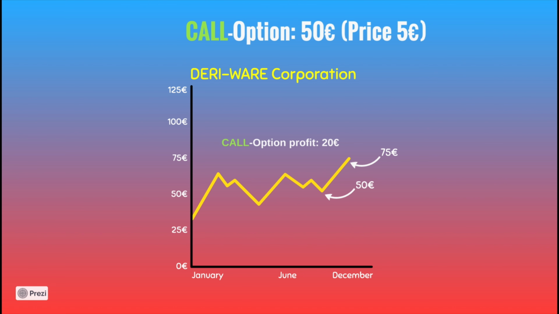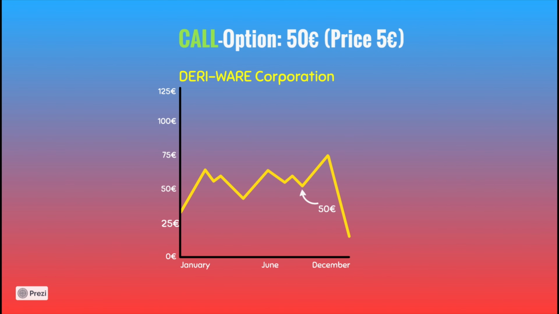Alright, but what if Dairyware Corporation had not performed well by the expiration date and the stock price had dropped to just 15 euros? What profit or loss would we be dealing with in this scenario? Since the option gives us the right, but not the obligation, to purchase the stock for 50 euros, we naturally choose not to exercise the option and let it expire worthless. Therefore, the loss from the call option is 5 euros, which is simply the price of the call option.